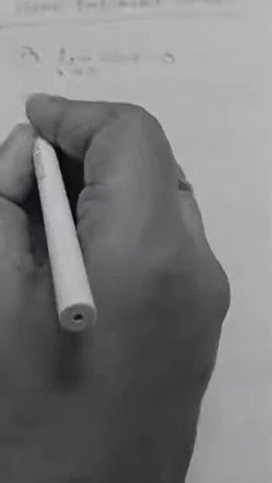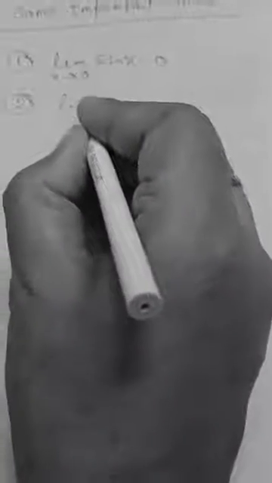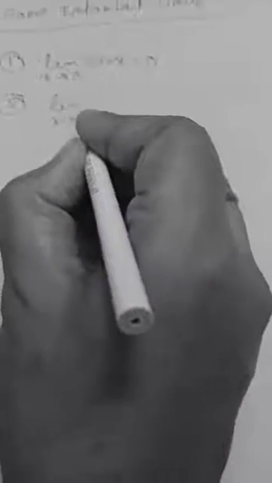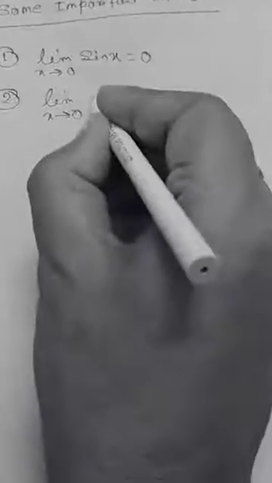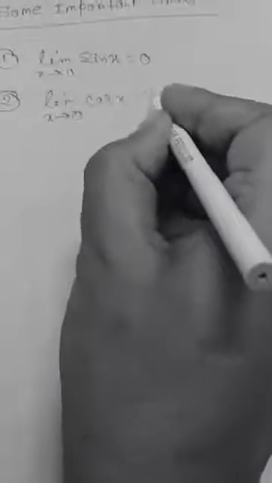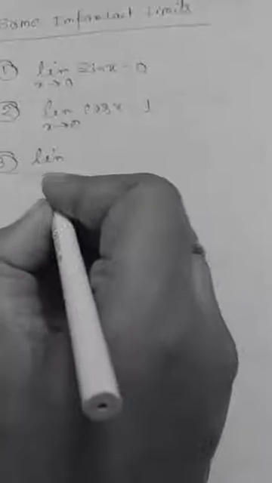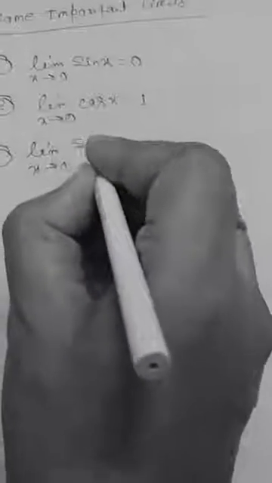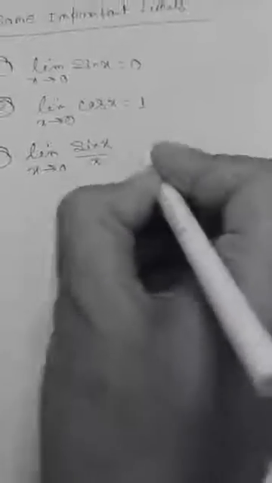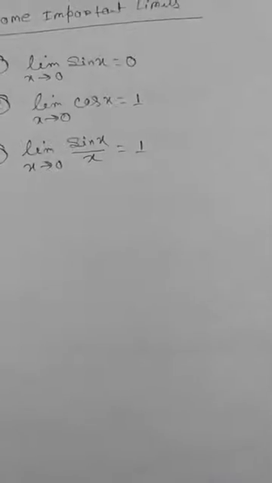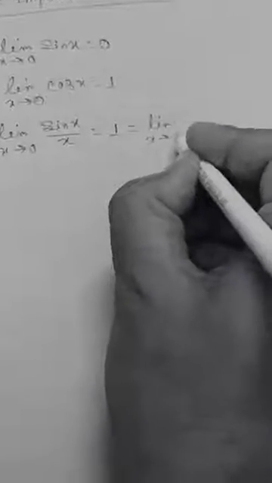Number 2, limit x tends to 0 of cos x. This is always equal to 1. Number 3, limit x tends to 0 of sin x by x is equal to 1. And also we can write that limit x tends to 0 of x by sin x is equal to 1.